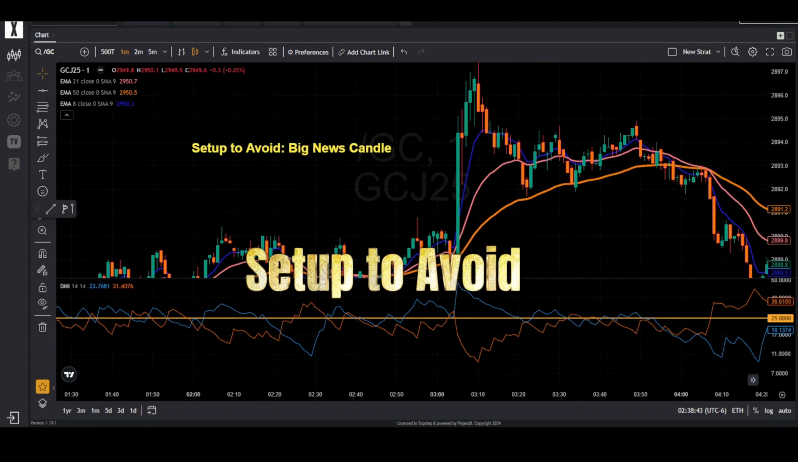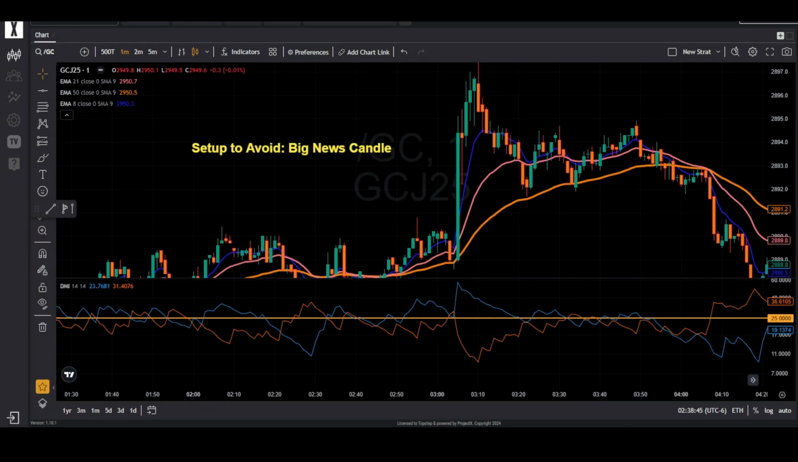Now let's look at another setup that should be avoided, one that happens after a major event-driven move. The problem here is not the pullback itself, because we do see a clean pullback. It does not consolidate or anything, but the main issue is the initial price movement over here. In this example, we see a really big bullish candle, likely caused by a major news event or high impact volatility. While it may seem like strong momentum, these kinds of candles often result in erratic price action rather than a clean trend continuation.